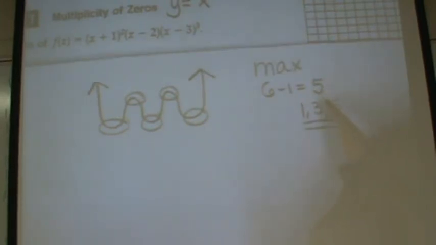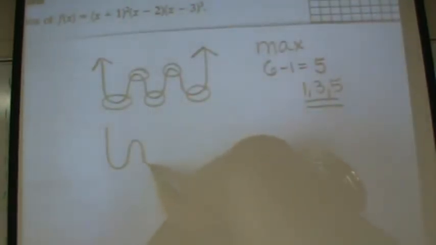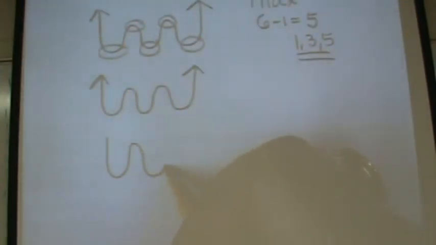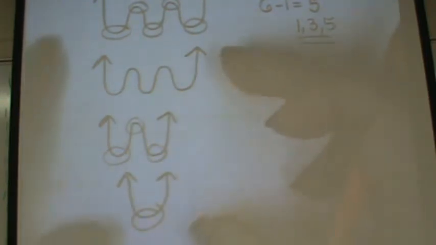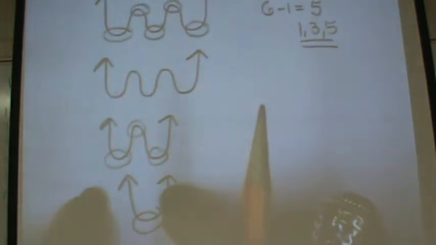Why can't it be 4? How could we do 4 turns? 1, 2, 3, 4. How could we do 4 turns and make the left and the right be doing the same thing? We can't. So there has to be either 5 turns, or 3 turns, 1, 2, 3, or there could be 1 turn. That would be the only way to keep the left and the right side both going up.